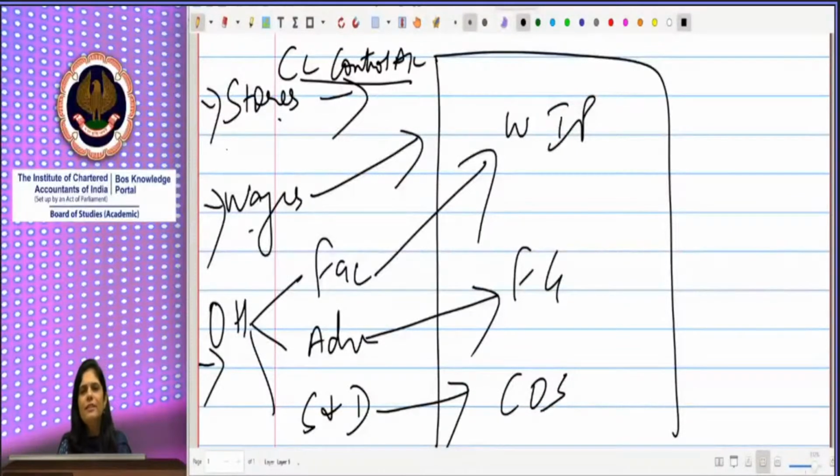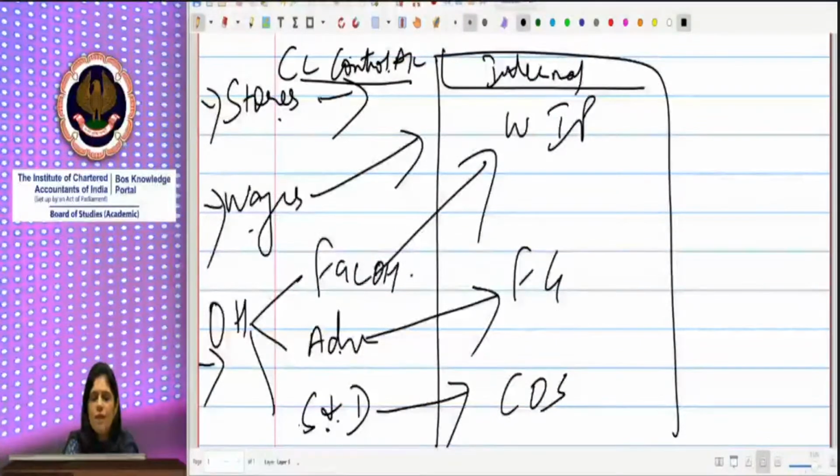So stores ledger control account debit to cost ledger control account. We are paying wages, wages control account debit to cost ledger control account. We are paying for overheads, factory overheads control account debit to cost ledger control account. Admin overheads control account debit to cost ledger control account. Selling and distribution control account debit to cost ledger control account. Once it enters the cost accounting system, these are the internal process, internal setup.